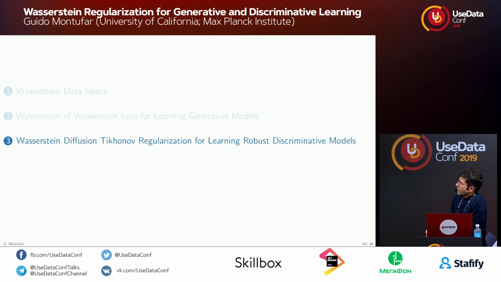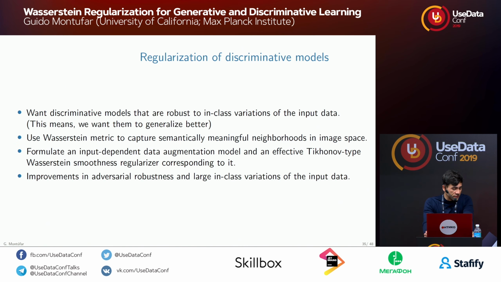Now, the discriminative models, as you may have guessed already from the previous part, so we learned generative models by learning discriminative models. And so we can actually use that directly for solving a discriminative task. What we want to do is train discriminative models that are robust to in-class variations of the data, meaning adversarial attacks or noise. And what that means really is we want these models to generalize better. So we want to use the Wasserstein metric to capture semantically meaningful neighborhoods in image space.